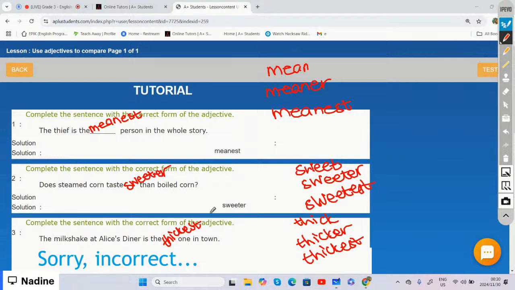Remember, if we say, for example, it is the thickest one in town, in the family, in the class, in the world, then it means that we are comparing it to all the other milkshakes. So we're not just comparing it to this diner, we're comparing it to all the other diners in town, which means that it is two or more diners in town. So we can say it is the thickest. All right, so well done. Thickest is correct.